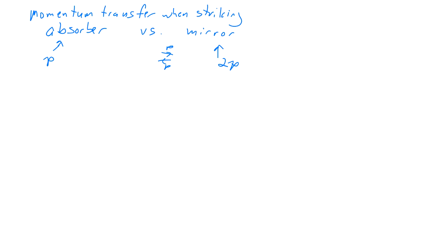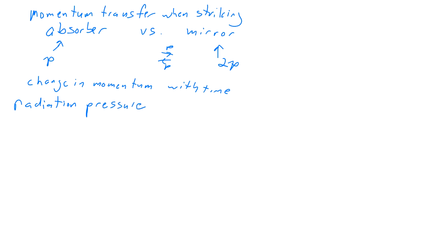And so if we've got a change in momentum, we know that that's going to exert a pressure as time passes. So in this case, we can call this radiation pressure. What is a pressure? Yeah, good question, Nick. It's related to force. It's going to be the force per unit area.